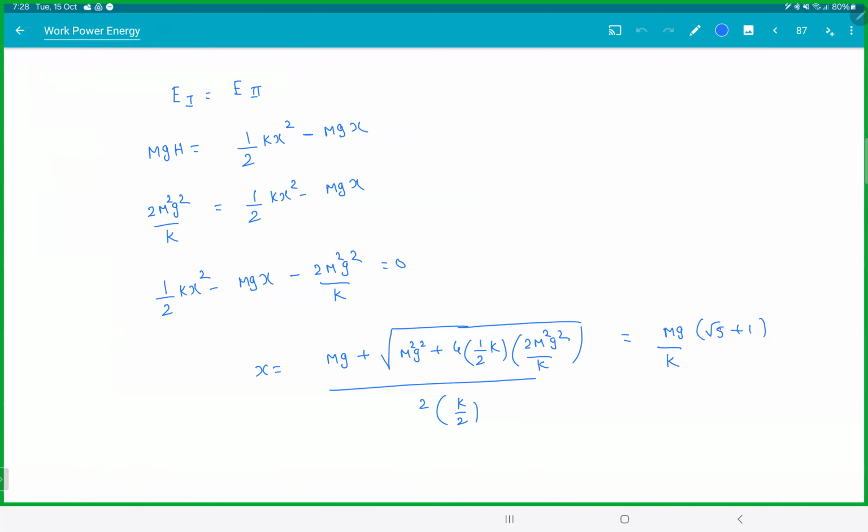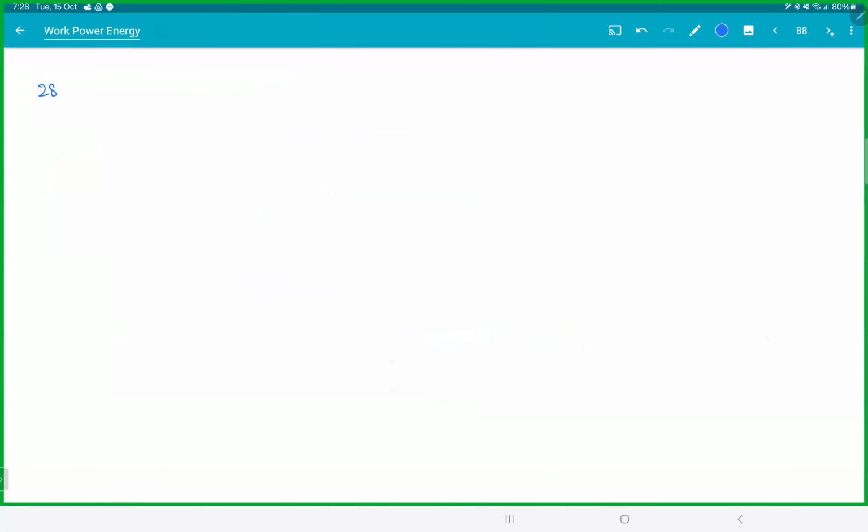Let's see one more. We have a spring here. This is K. This is block M. You gave it speed U. This distance is D, and this is rough. Let's call it mu. Find the max compression in the spring.